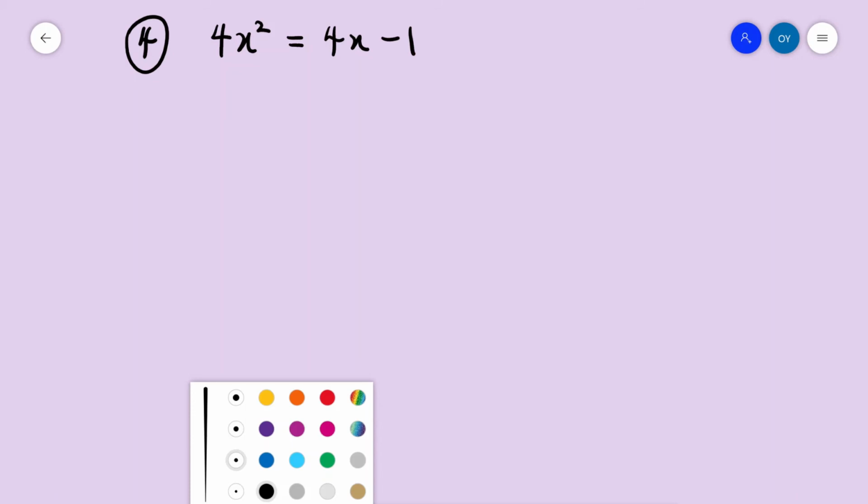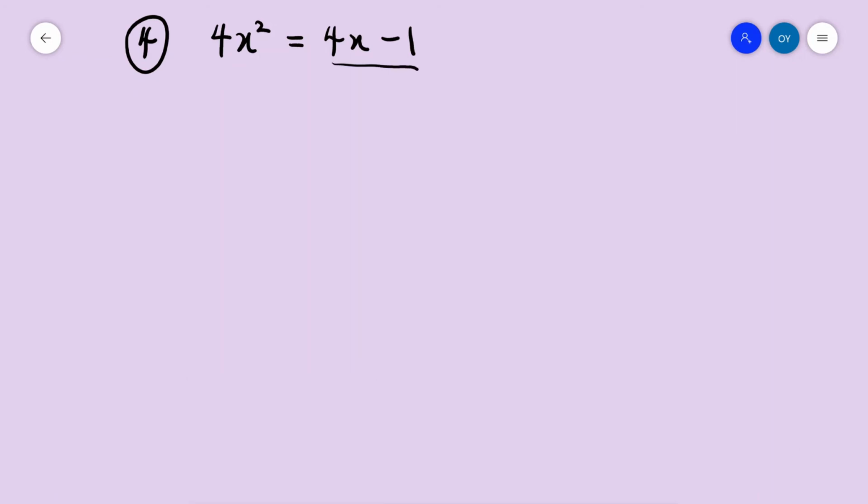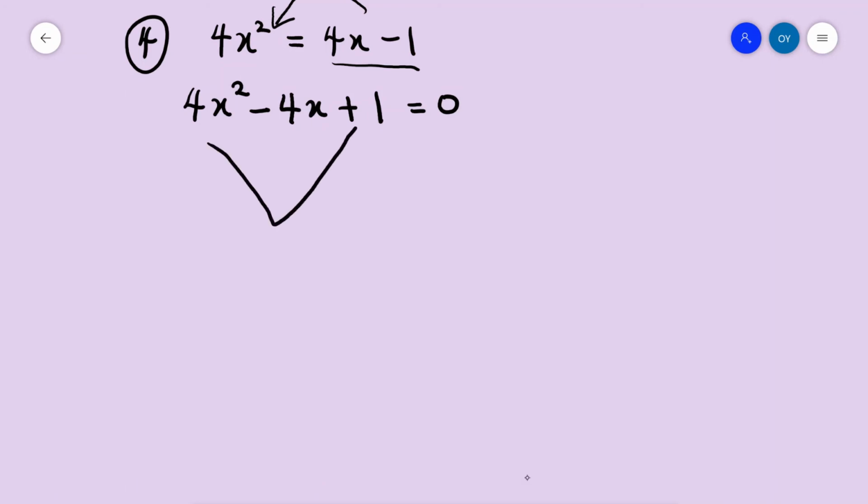When you see this question, you do not have to get confused. You just need to bring this one here to the other side so we can equate it to 0. So we have 4x squared, and a positive number moves to the other side of an equation, it becomes negative. And also, when a negative number moves to the other side of an equation, it becomes positive. So here we have negative 4x plus 1 equal 0. So the first step here, we multiply these two together. So we have plus 4x squared.